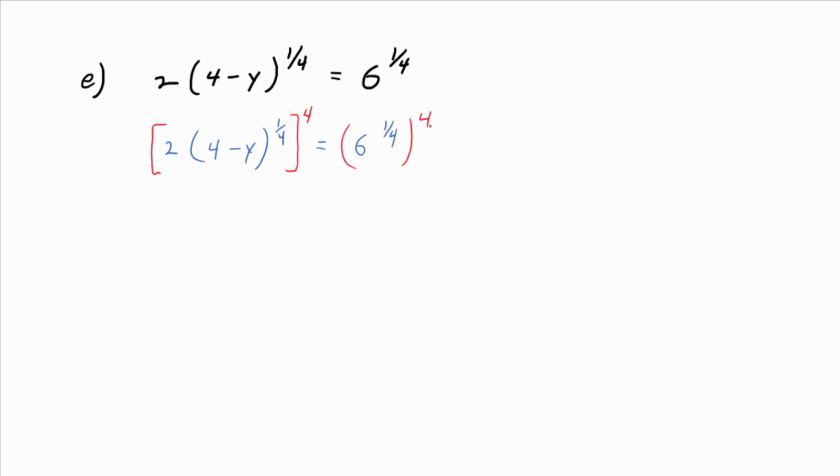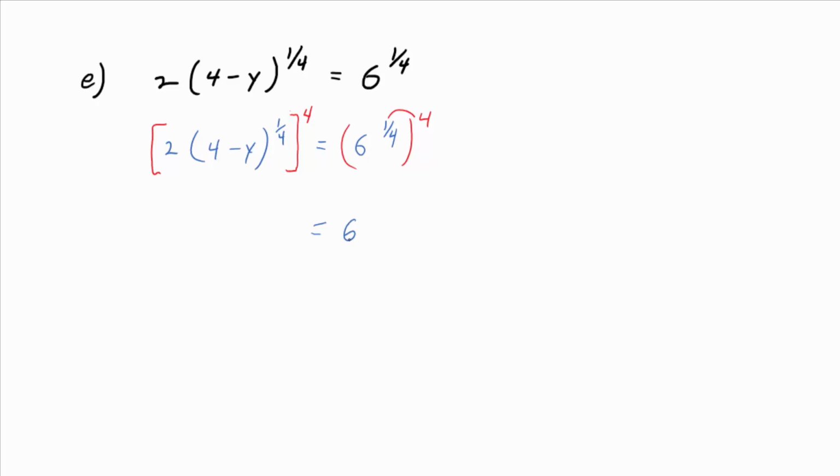What's 6 to the 1/4 to the 4th? Exponent on the outside, exponent on the inside. You keep the base 6 and you multiply. 1/4 times 4 is 1, so it's 6 to the 1 power, or just 6 on the right side. What do you have to be careful to do on the left side?